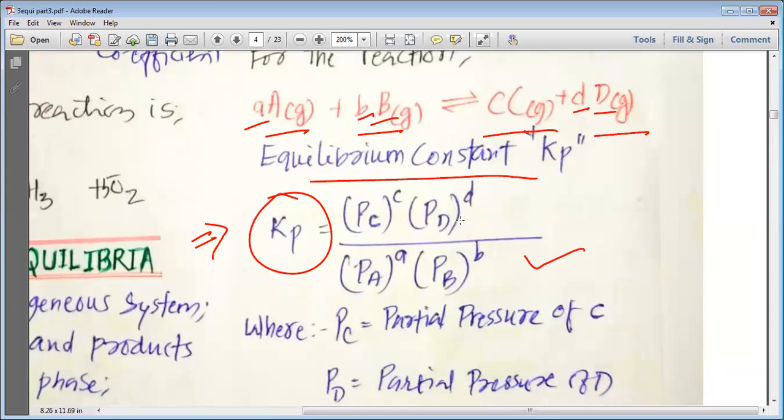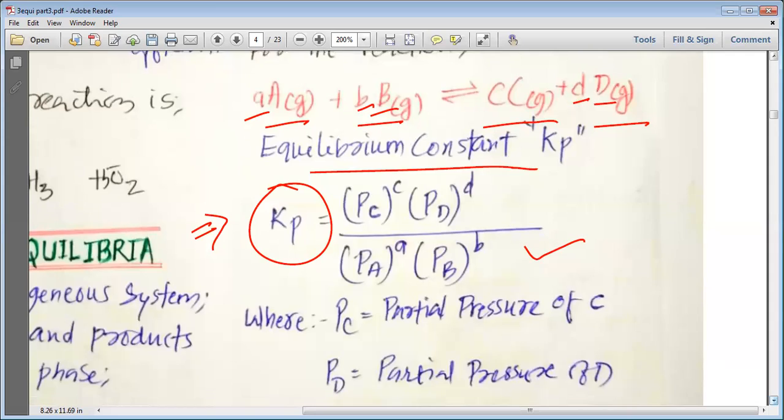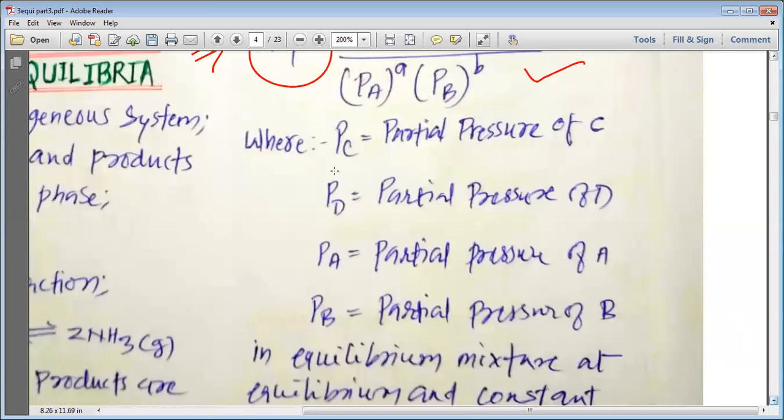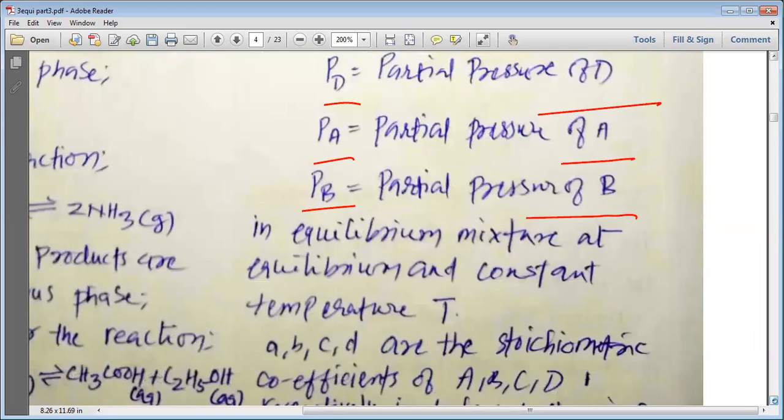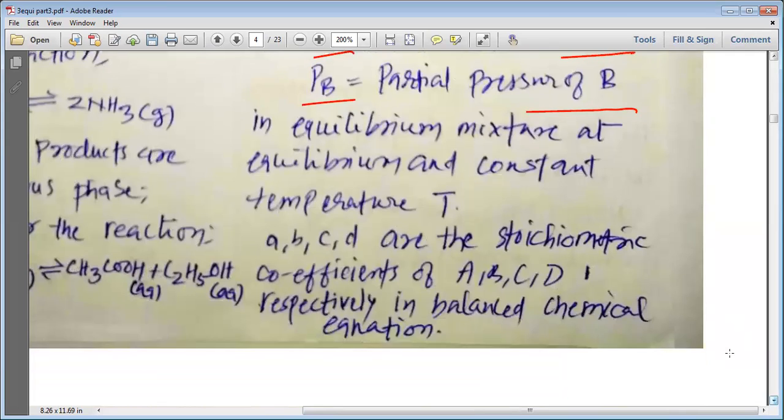But remember, we represent Kp only when there is at least one gaseous reactant or product present at equilibrium. Pc represents the partial pressure of C, Pd represents the partial pressure of D, Pa represents the partial pressure of A, and Pb represents the partial pressure of B. Remember, A and B are the reactants while C and D are the products.